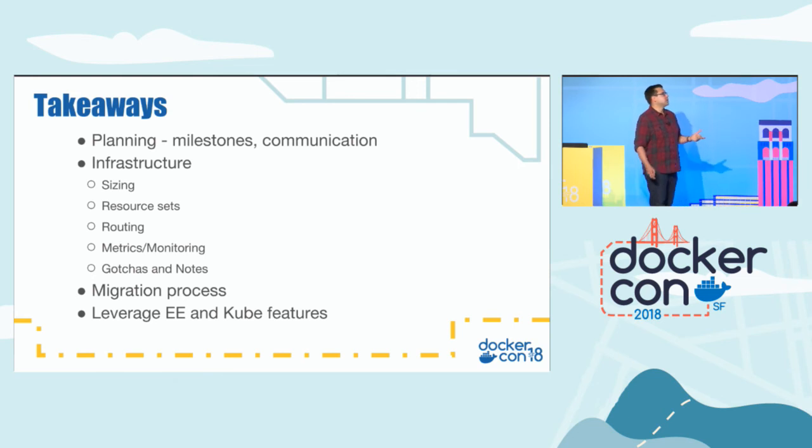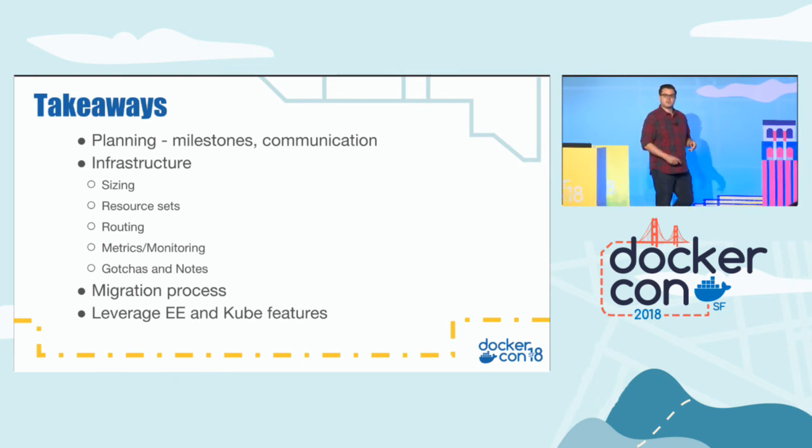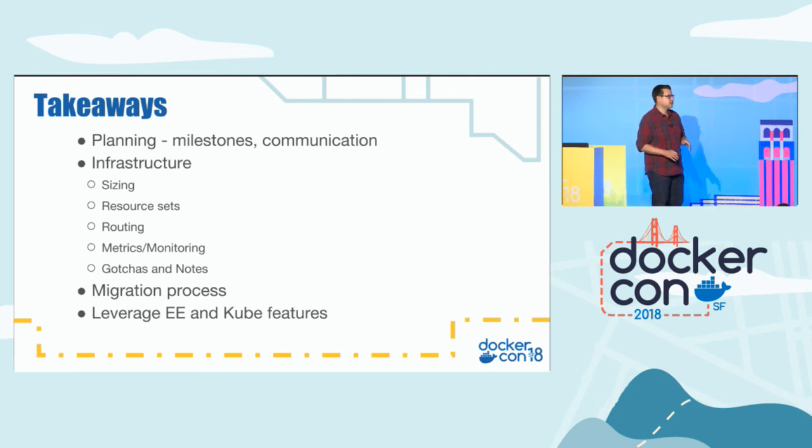And then as far as running the infrastructure, we talked about a few things: sizing, resource sets. Make sure you have a good routing setup and you know how you are going to do that with Kube. And ideally, if you have a setup that can let you do Swarm and Kube at the same time, it'll make your life so much easier. Make sure you have metrics and monitoring that works for you, as well as we talked about some gotchas and notes, and you can refer back to that slide.